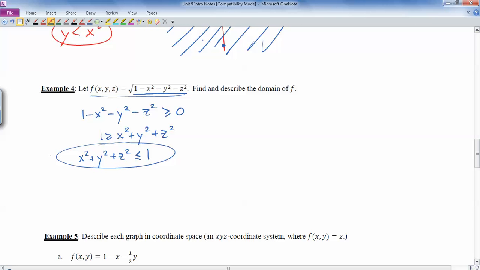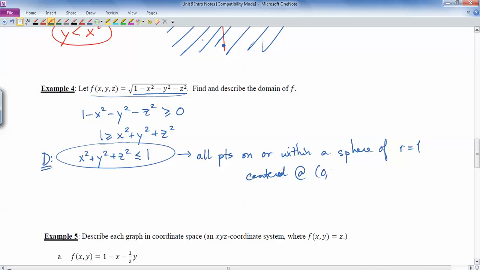Well, if it equaled 1, that'd be a sphere centered at the origin with radius 1. So less than that is everything inside the sphere. This is the domain, by the way. The domain is all the points on or within a sphere of radius 1 centered at 0, 0, 0. Okay? Hopefully that makes sense.